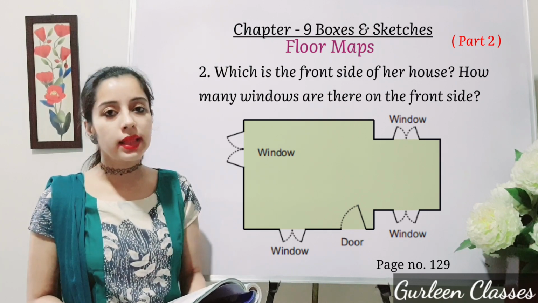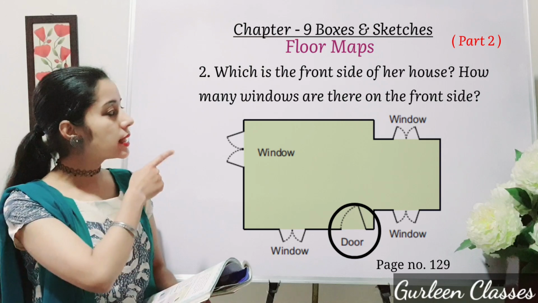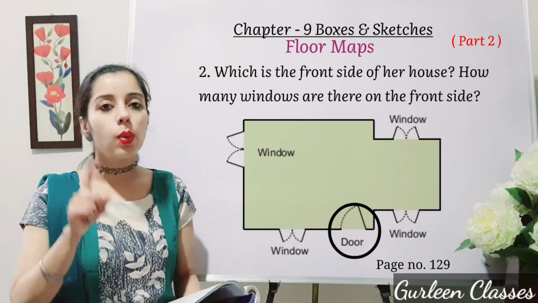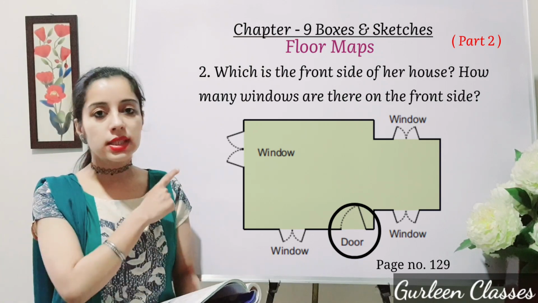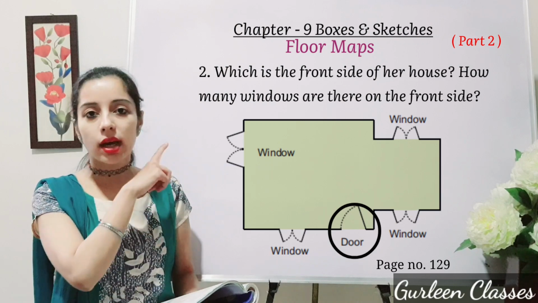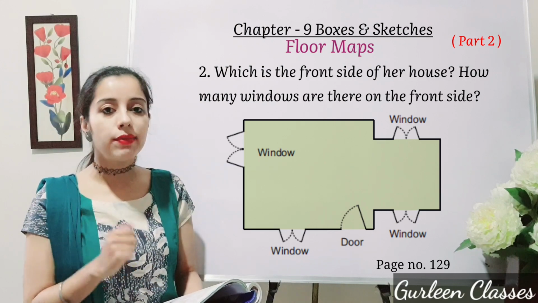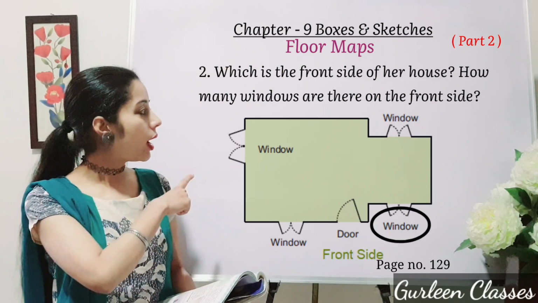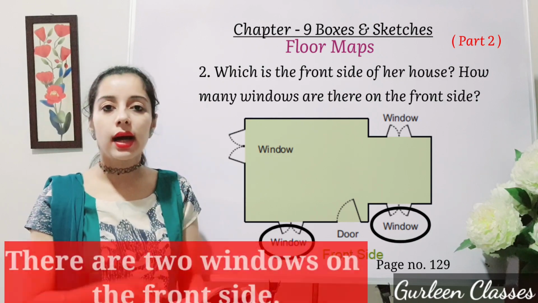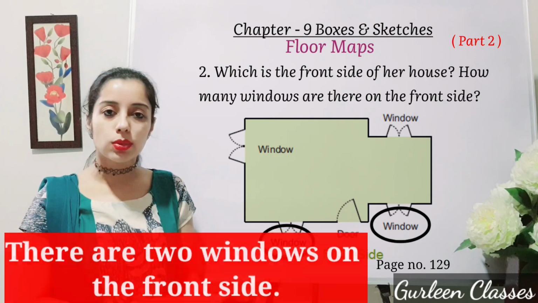So students, in the picture you can see this is the door and there is only one door in the house. So this is the front side and from here we will enter. And how many windows are there in the house? 1, 2. So there are 2 windows in the house.